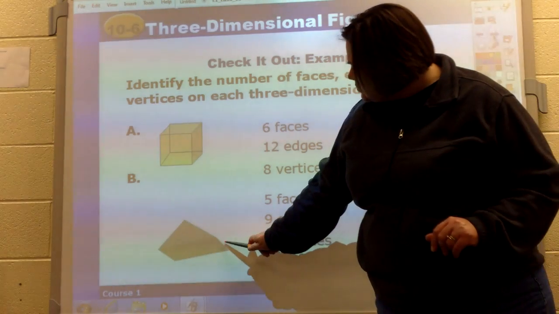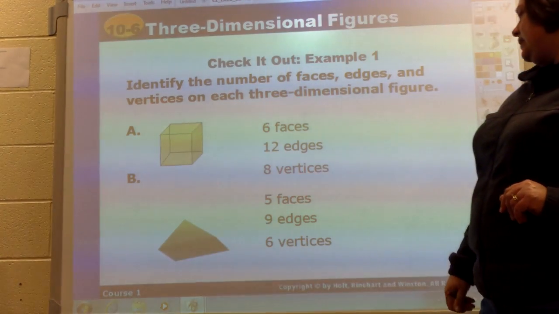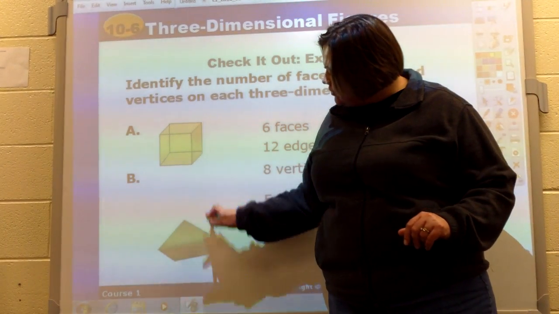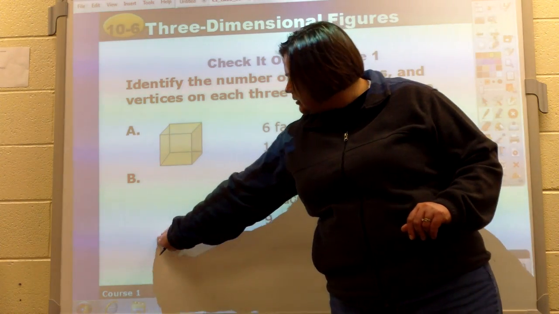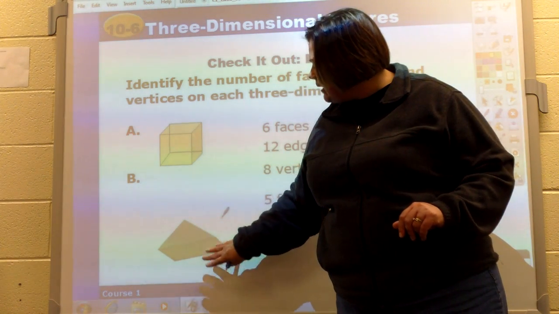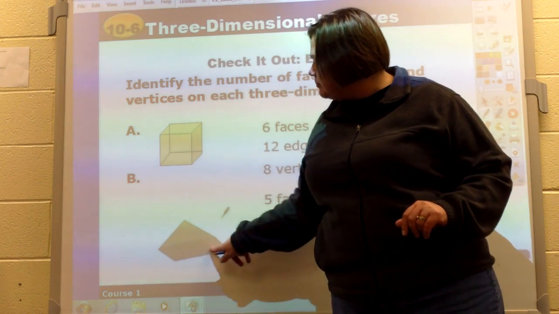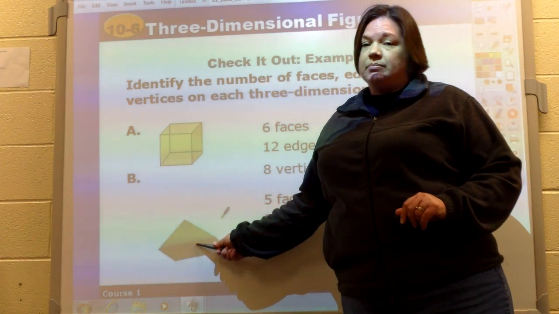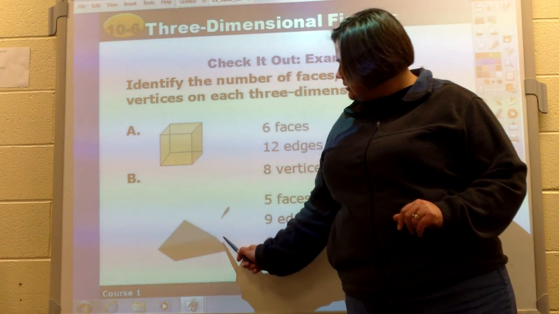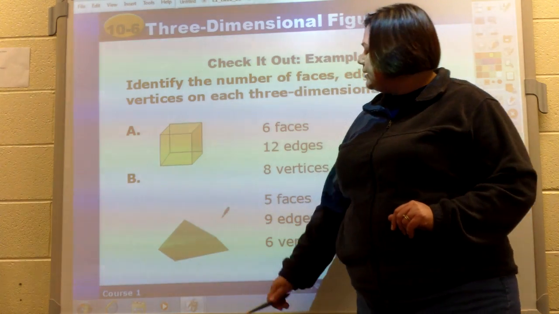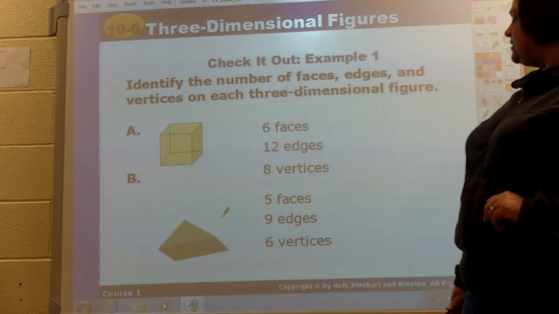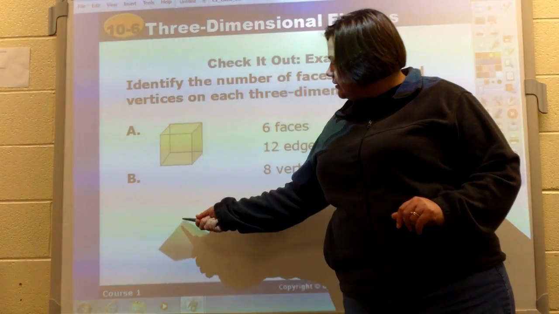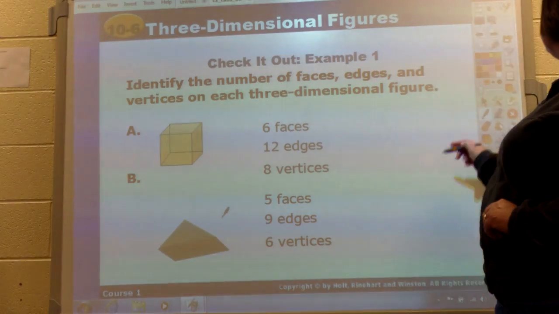And then this one's a little harder to see. We have 5 faces. We have a triangle in the front, a triangle in the back that we don't see, one on the side and one on the other side. So 1 front, 2 back, 3, 4 sides, and then the bottom is 5. Our edges would be 1, 2, 3 on the back, 4, 5, 6, 7, 8, 9 on the bottom. And then our vertices are your points. We have 1, 2, 3, and then on the back, 4, 5, and then the back of this one, 6.